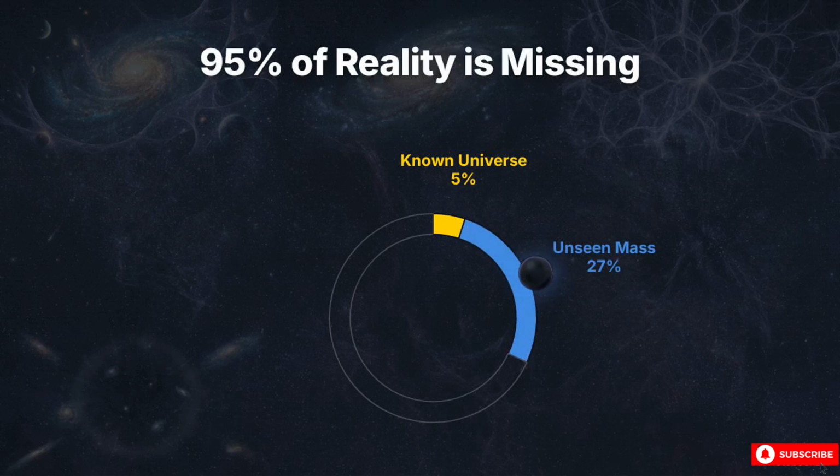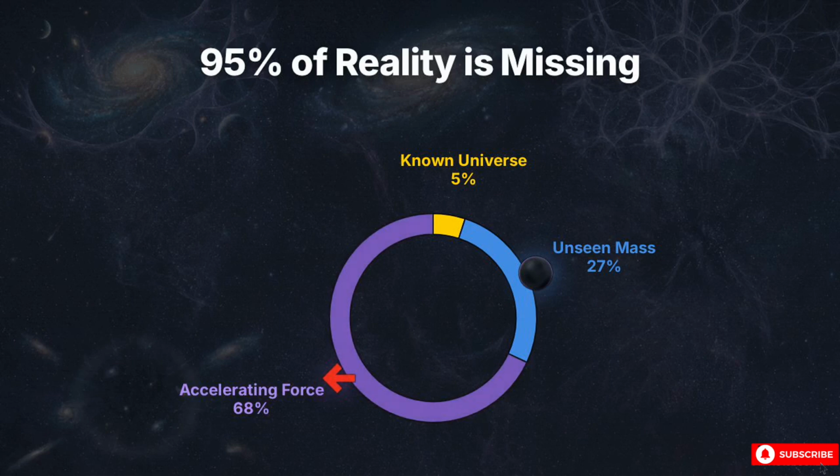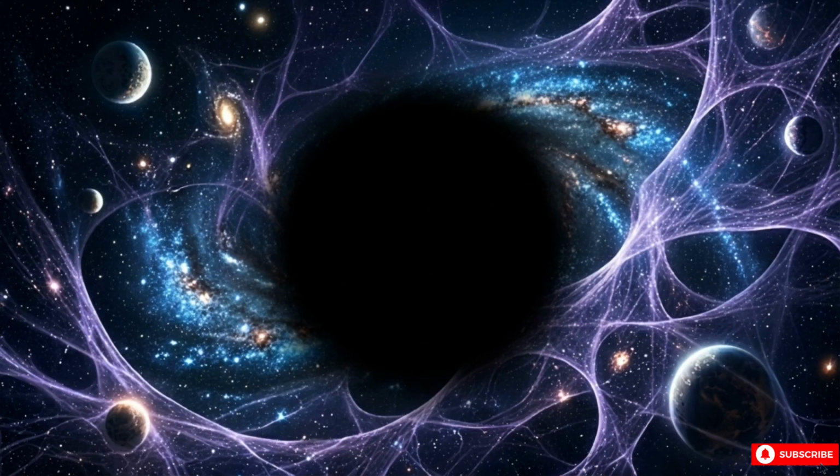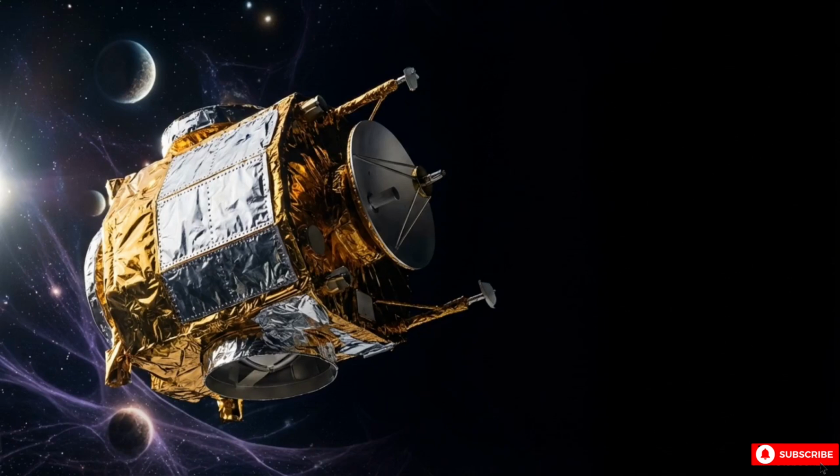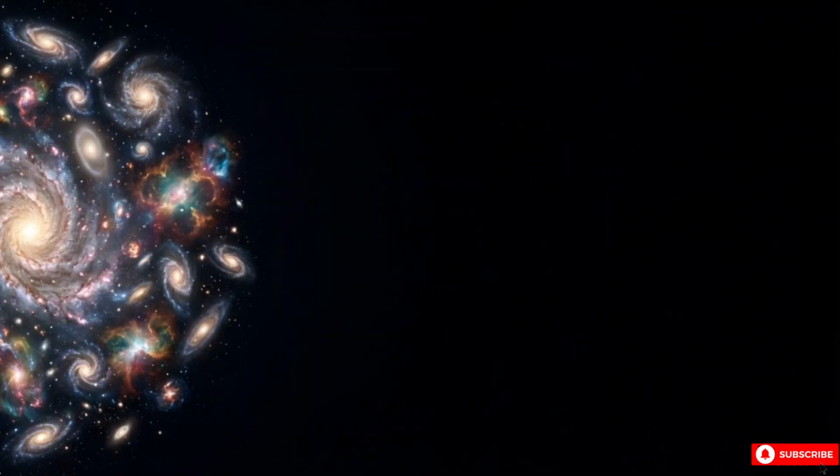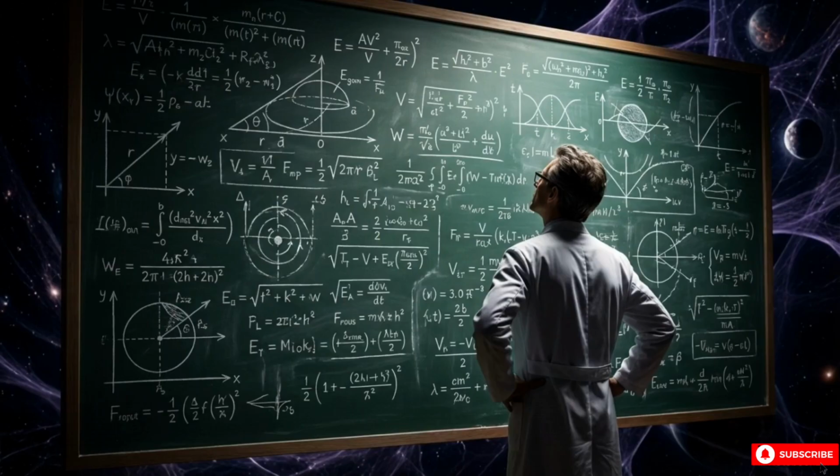Physicists categorize this remaining 95% into dark matter at 27% and dark energy, taking up 68%. These entities are completely invisible to us. They do not emit light, they do not reflect light, and they do not interact with normal matter in any way our current instruments can detect. Terms like dark matter and dark energy actually describe a profound gap in our knowledge, a signal that our current equations for how reality works are completely missing the mark.